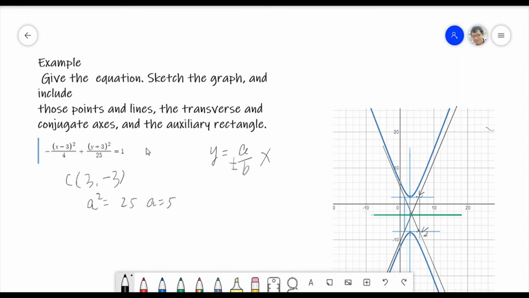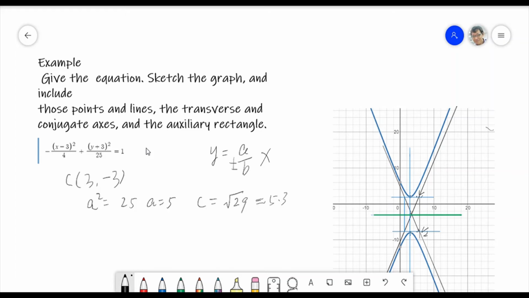So a equals 5, and what is c? C squared equals a squared plus b squared, so it's 29. So c equals the square root of 29, which is a little similar to 5.3.